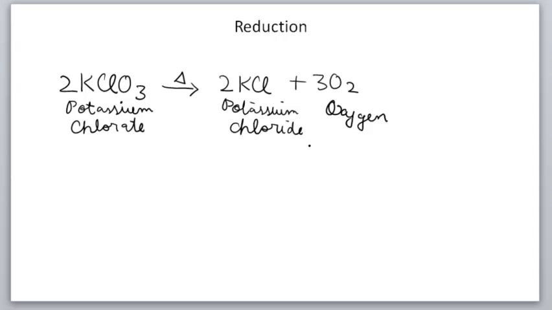So from this reaction we can conclude that reduction is a process in which oxygen is removed from a substance. So from potassium chlorate, oxygen is removed, and at the end of the reaction it becomes potassium chloride and oxygen. They get separated. So this is exactly the opposite of oxidation. In oxidation, oxygen is added to a substance, whereas in reduction, oxygen is removed from a substance.